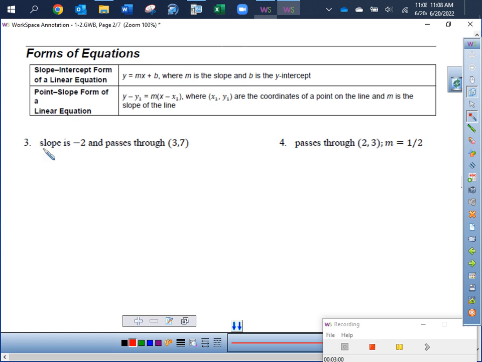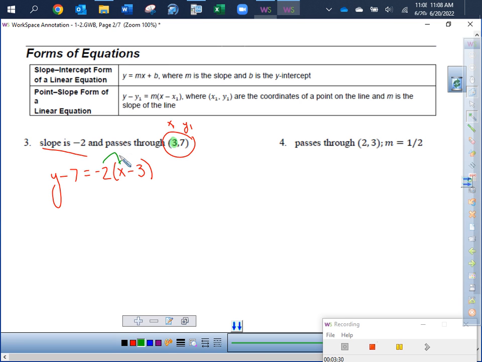So here they give me a slope, and they give me this point, and this is not the y-intercept because this x value is not 0. So since I have a point and a slope, I will use point-slope form. This is x1, y1. So y minus y1, which is 7, equals the slope, negative 2, times the quantity of x minus 3, which is x1. So then we do the distributive property next. We clean that up. y minus 7 comes down.